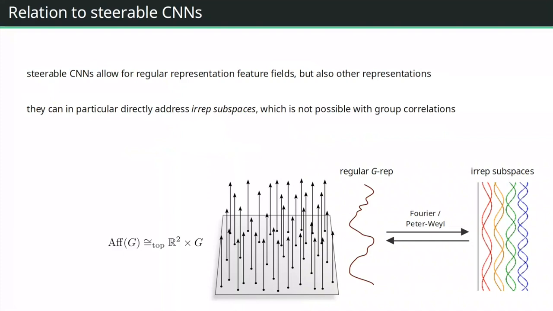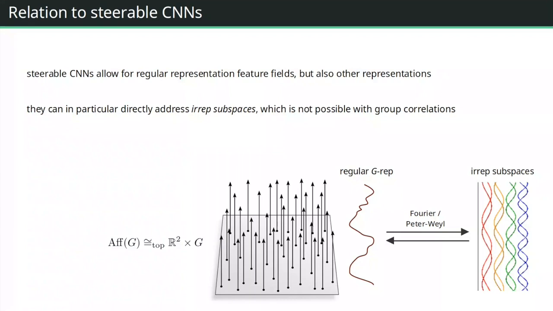Now we can look at the Fourier decomposition of these functions on G. That's described by the Peter-Weyl theorem, and you get this spectral decomposition, which actually corresponds to the G irreps. So we take our regular representation of G, which is what group convolutions do, and we decompose it into irrep subspaces. Steerable CNNs can directly address these irrep subspaces and operate on these. So for instance, if you want to have a scalar field, this corresponds to the trivial representation, which is a constant function. You could encode it as a constant function on the G representation, but it's less parameter efficient, since you are only interested in this one subspace.